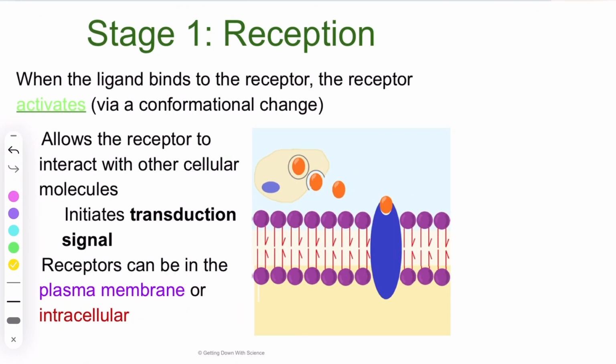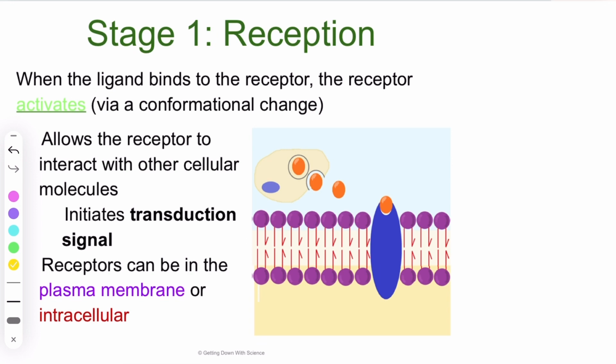When the ligand binds, the receptor activates via a conformational change. Remember, anytime you see conformational change, it just means some sort of shape change, indicating that something else is going to happen. This is going to allow the receptor to interact with other molecules to initiate that transduction signal.